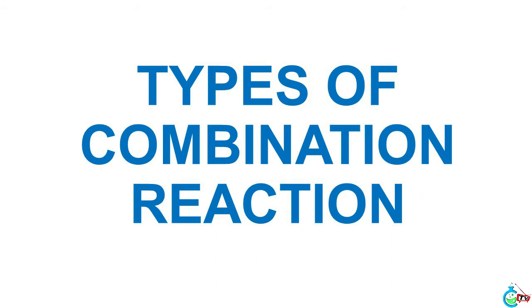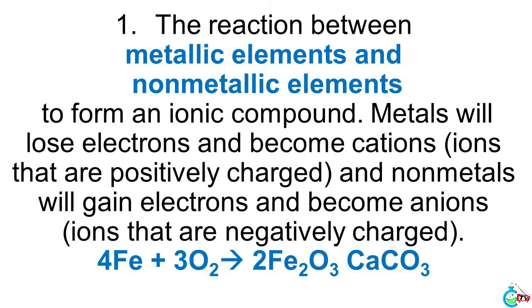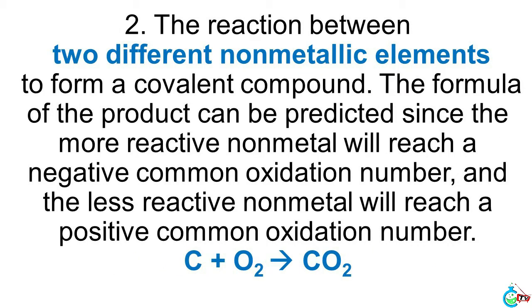Types of combination reaction. 1. The reaction between metallic elements and nonmetallic elements to form an ionic compound. Metals will lose electrons and become cations, and nonmetals will gain electrons and become anions. 4Fe plus 3O2 yields 2Fe2O3.